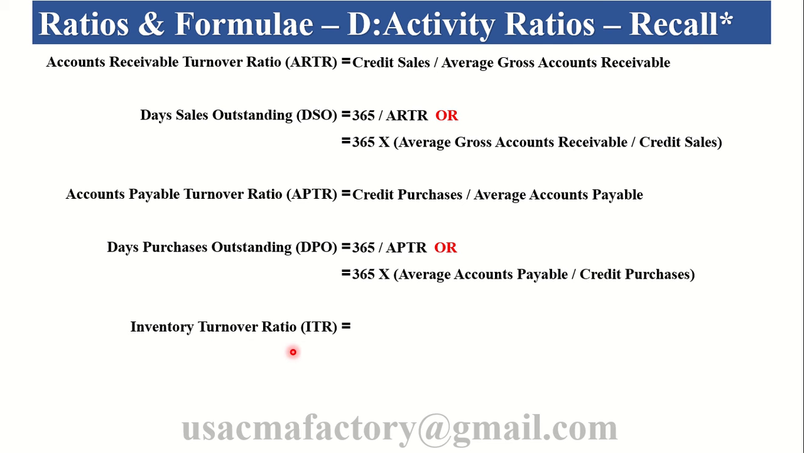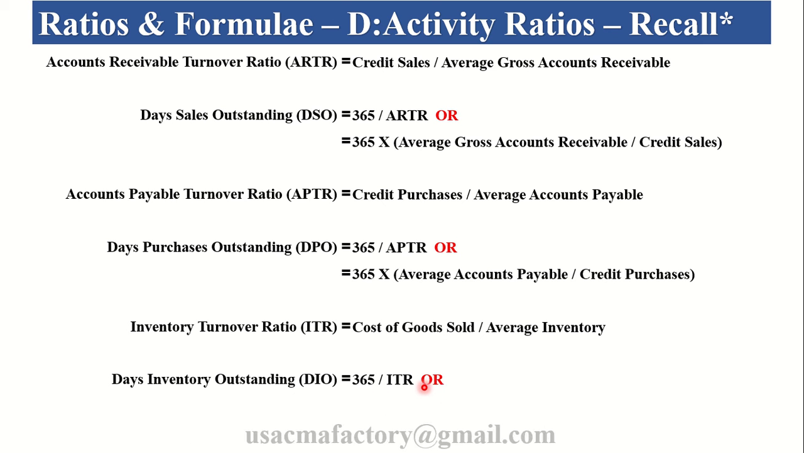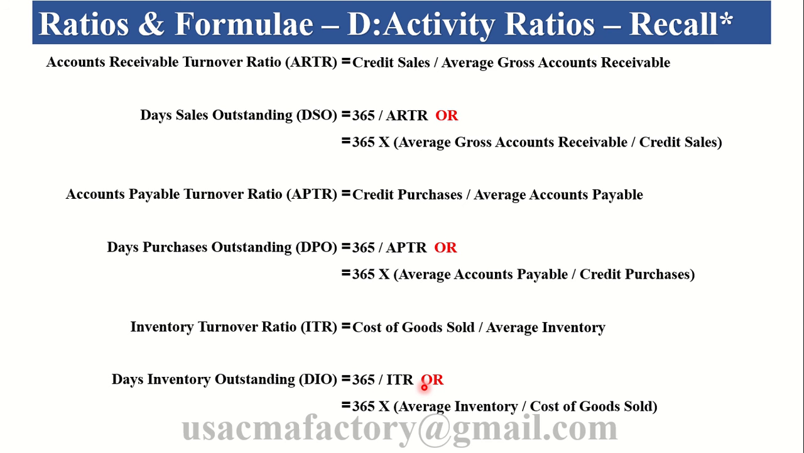Inventory turnover ratio, ITR, is equal to cost of goods sold divided by average inventory. Days inventory outstanding is equal to 365 divided by ITR, or 365 times average inventory divided by cost of goods sold. Reverse this fraction.